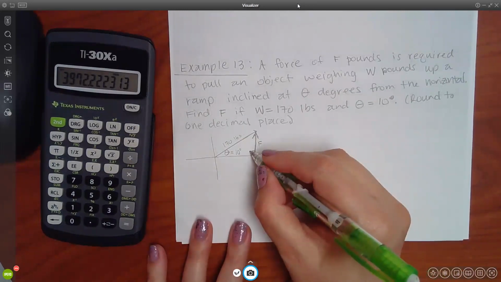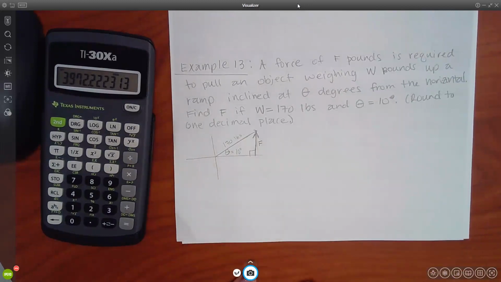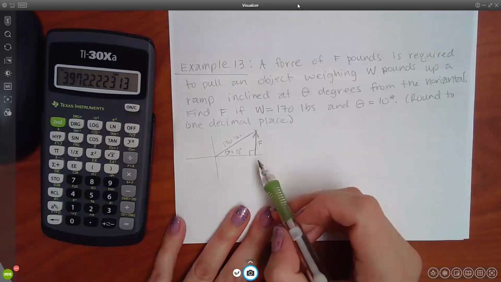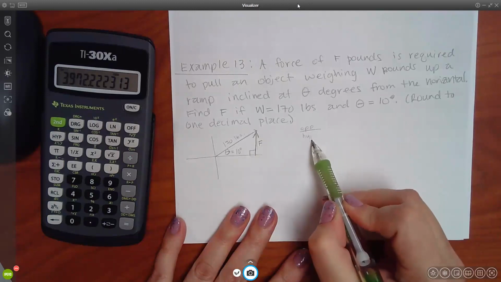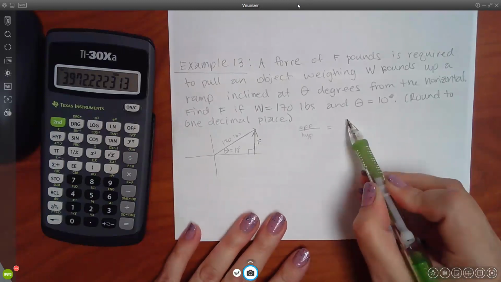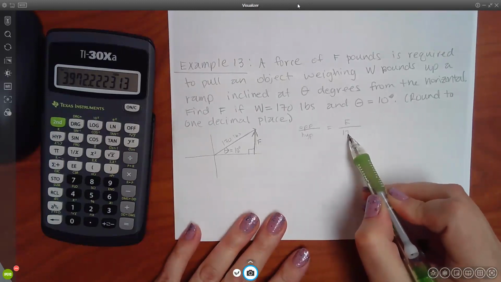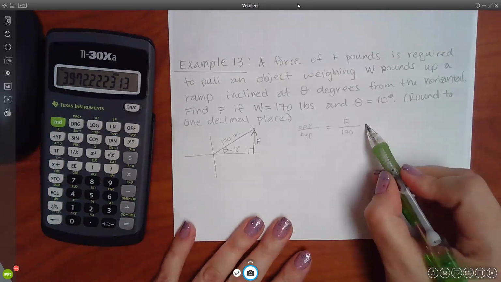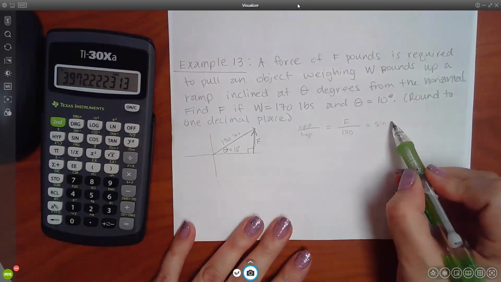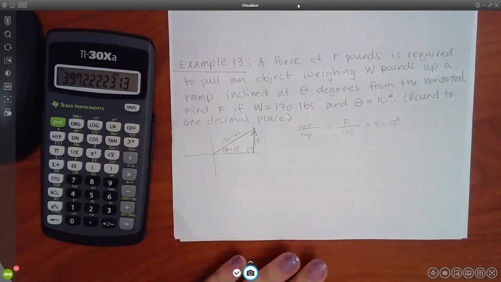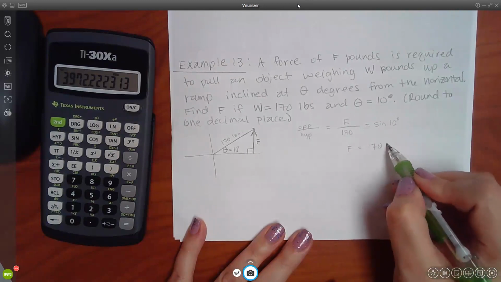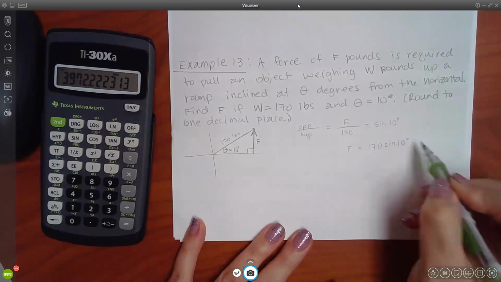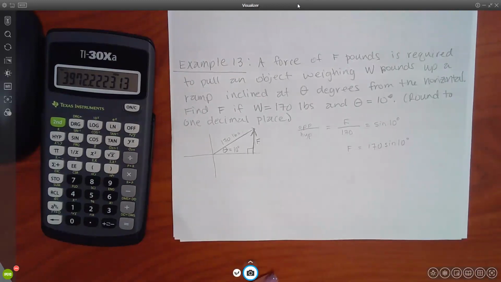Isn't this a right triangle? And can't you just use the old school stuff to find that length, right? So I'm gonna use the opposite side over the hypotenuse. And the opposite is F, and the hypotenuse is 170. Should be the sine of that angle, right? And so then if I just multiply both sides by 170, F is apparently that measure, whatever that is.